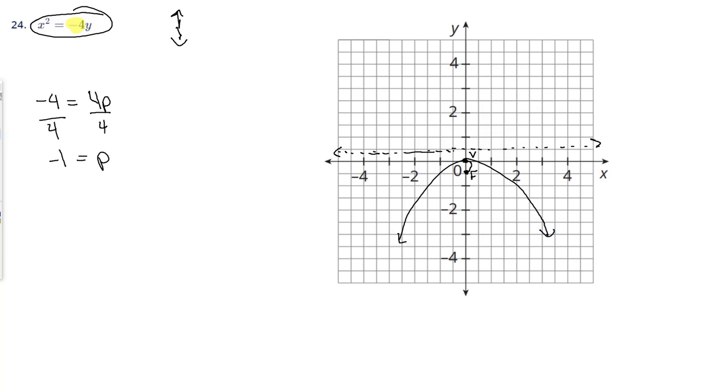And then all I'm looking to see is your sketch like this. Now I do want you to label your directrix, which we already have drawn there, and your axis of symmetry. And so my directrix is y equals 1. My axis of symmetry is x equals 0.